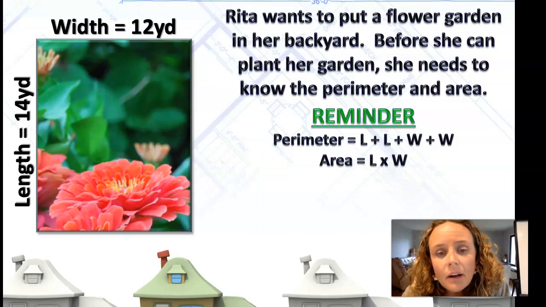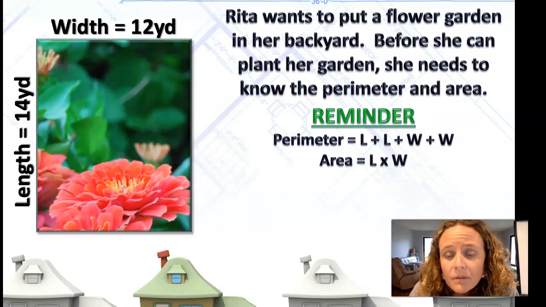Rita wants to put a flower garden in her backyard. Before she can plant her garden, she needs to know the perimeter and area. Pause the video. Help Rita. Come on back.